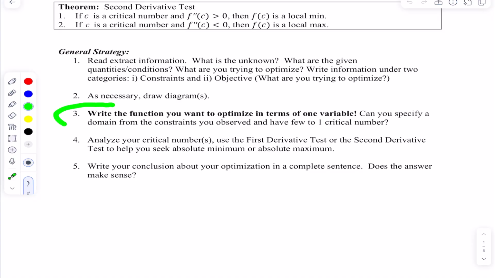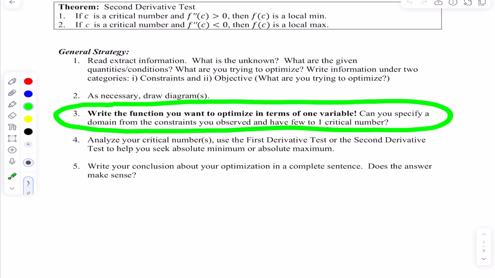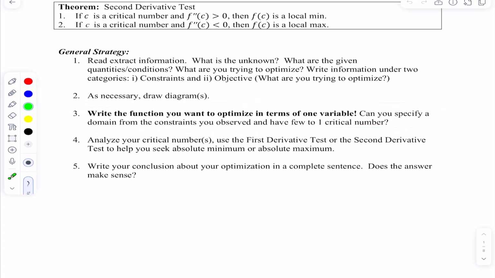The third step is really the key to all these problems. You want to write a function that you want to optimize in terms of one variable. And this requires a little bit of problem solving. It might require a lot of algebra. It might require some geometry, some trigonometry, but you're basically going to use all your prior math experience to try to figure out what this function is going to look like.